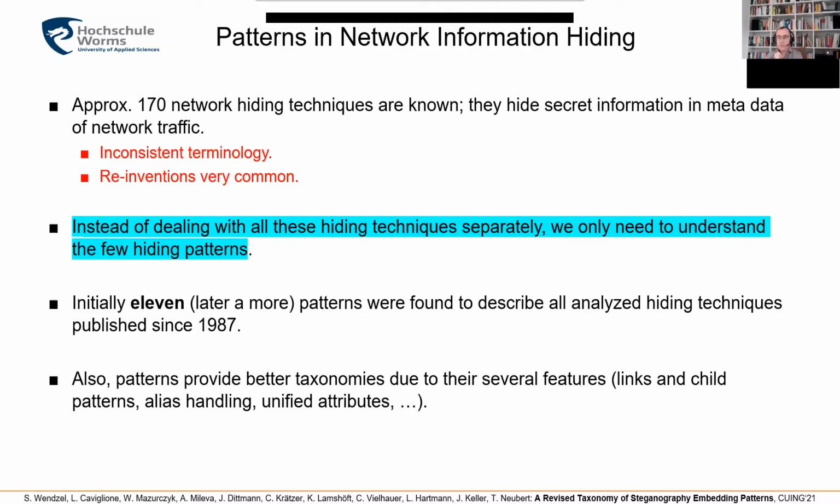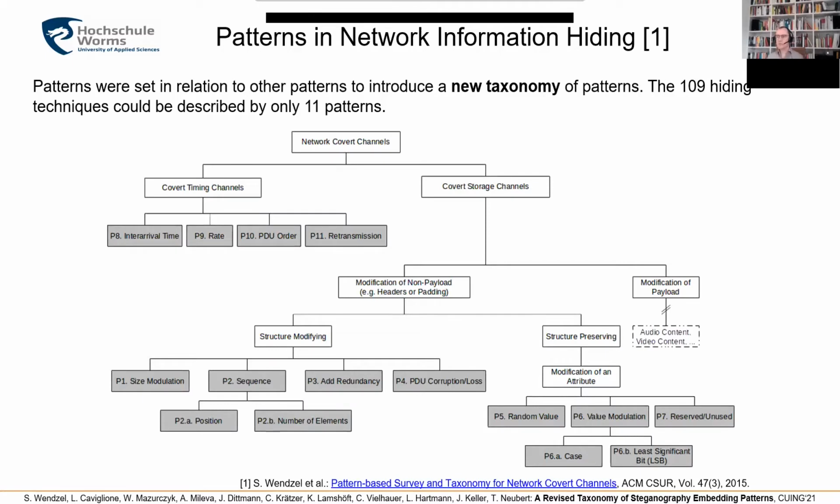The advantage of these hiding patterns is that they help with cleaning up the inconsistent terminology, because there were scientific reinventions. So that means some people just published the same idea using different terminology. Because patterns can be derived from each other, they can form taxonomies, and this is a big advantage for us. So this was the first patterns taxonomy, hiding patterns taxonomy for network steganography or network covert channels.